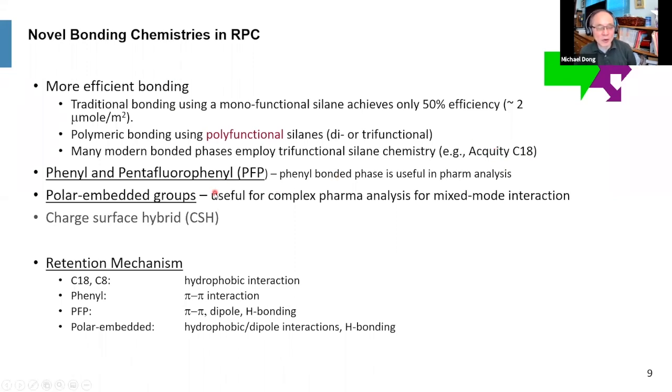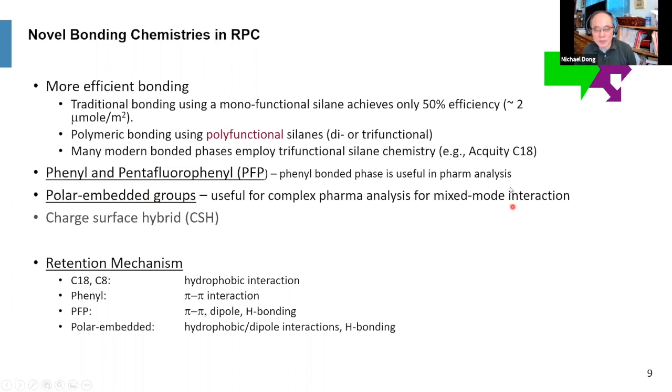I'm a big fan of the phenyl column and also PFP. So phenyl phases have pi-pi interaction, quite useful in pharmaceutical analysis. And PFP actually gives you a mixed mode interaction, particularly for very polar drugs and polar compounds. There's a class called polar embedded group, which I'm a big fan of, particularly useful for resolving complex pharmaceutical analysis because it's using a mixed mode interaction.